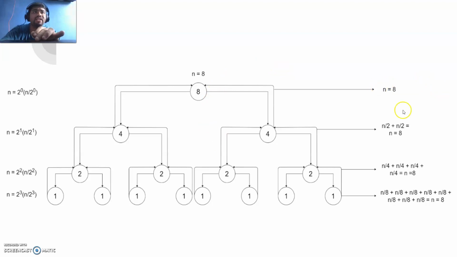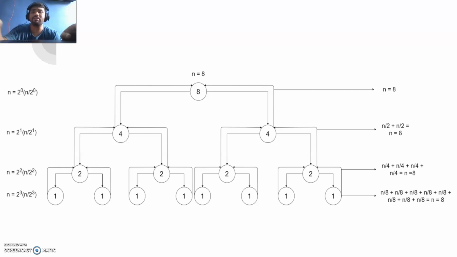So the amount of work done at each level is n, and the height of the tree is log n. So finally, we multiply both, and we get the time complexity of the merge function as n into log n, right? Now let's talk about space complexity.